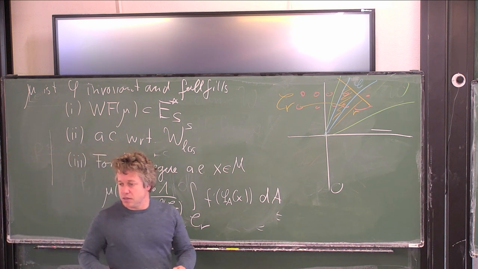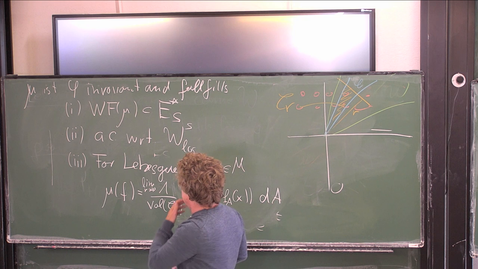So do you have any example where mu is not a Haar measure and mu is not a product measure?